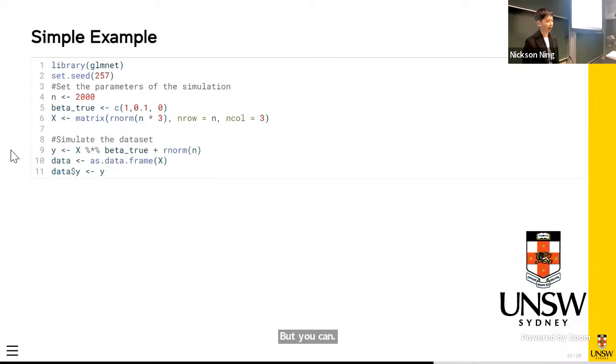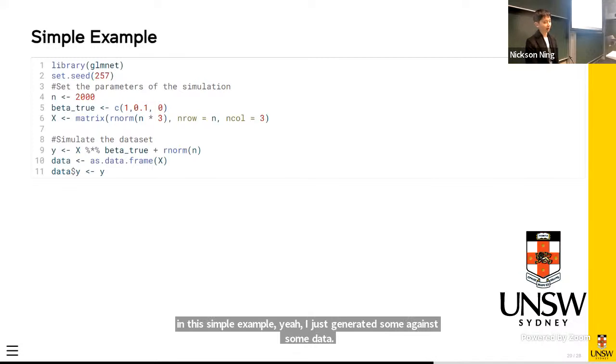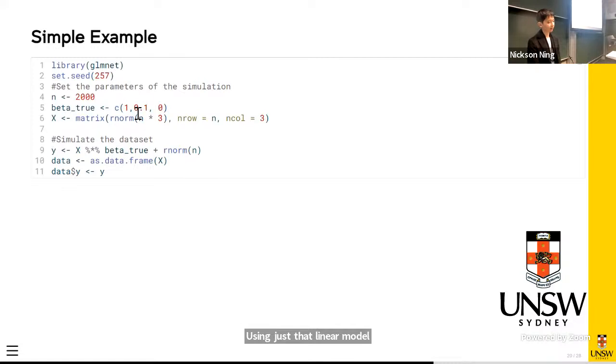In this simple example, I simulated some data using just that linear model. I basically have 3 covariates here. One of the slopes is 1, one of the slopes is 0.1, and one of the slopes is 0. So the third covariate is not important, and I'd want my procedure to be able to suss that out.